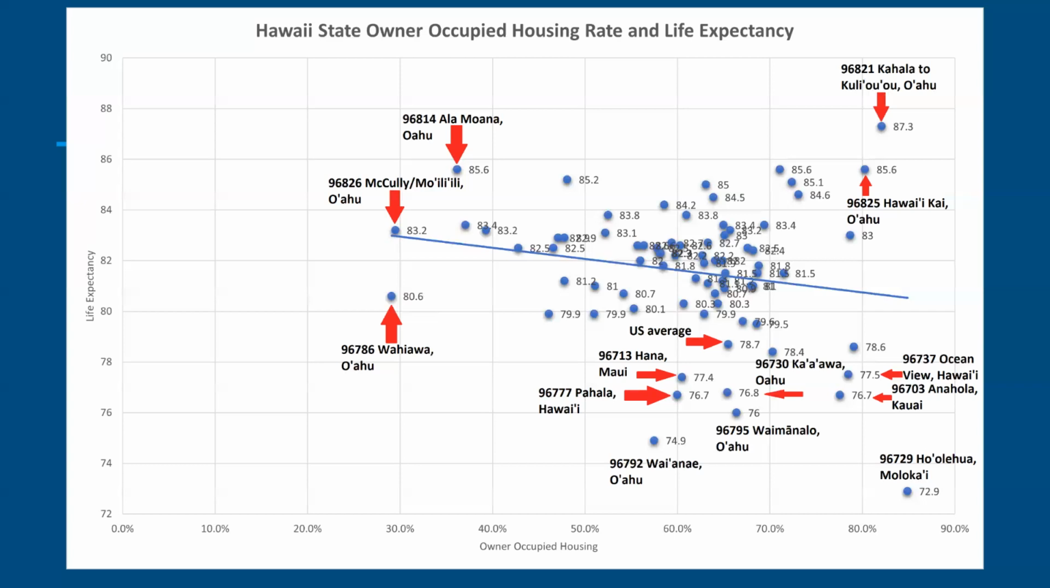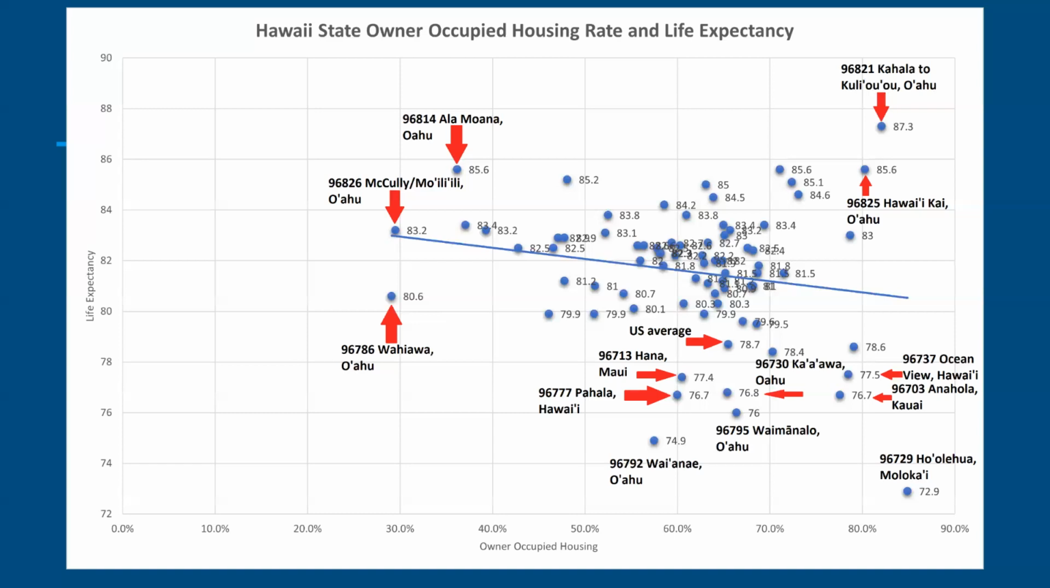But also within that same life expectancy bracket, you see areas like Makiki, Moiliili, and Ala Moana, which are pretty much the core downtown Honolulu urban areas, and life expectancy is very high down there too, even though homeownership is below 40%. And when you compare this to the U.S. average, which is about 78.7 years for life expectancy overall, this is pretty high.